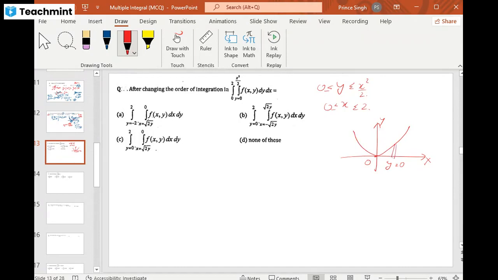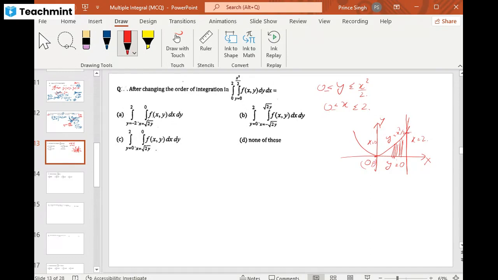0 to upward parabola, and the value of x varies from 0. This is x equal to 0, that is the y-axis, and x equal to 2 means a line parallel to the y-axis. So this is the region of integration. You can see here from curve to curve, boundary to boundary.